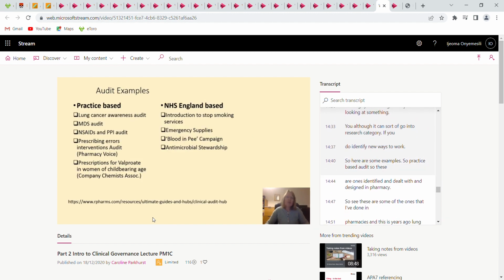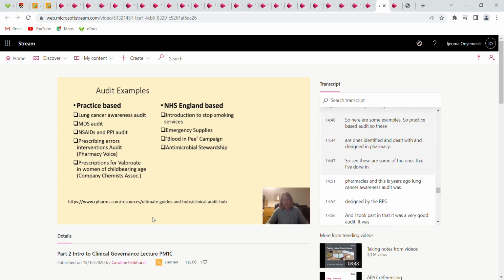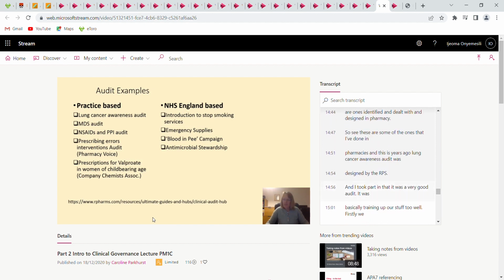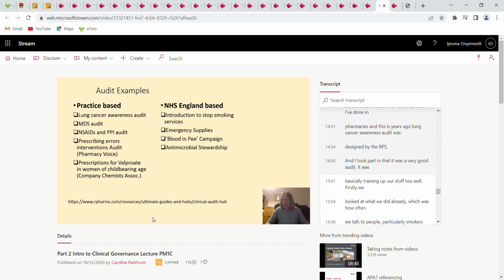So here are some examples. For practice-based audits, these are ones identified, dealt with and designed in pharmacies. These are some of the ones that I've done in pharmacies, and this is years ago. The lung cancer awareness audit was designed by the RPS, and I took part in that. That was a very good audit.